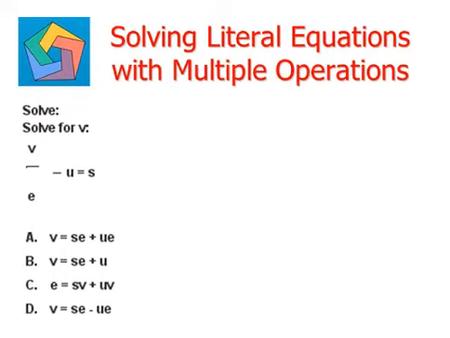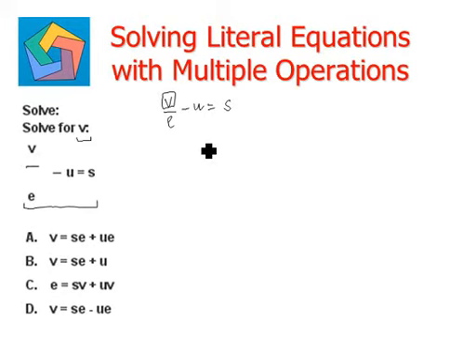The first one says solve for v, and we are given the equation v divided by e minus u equals s. Now let's rewrite the equation: v divided by e minus u equals s. The question says solve for v. Whatever variable we have to solve for, that is isolated from the other variables in the equation. Now here we have to isolate v.